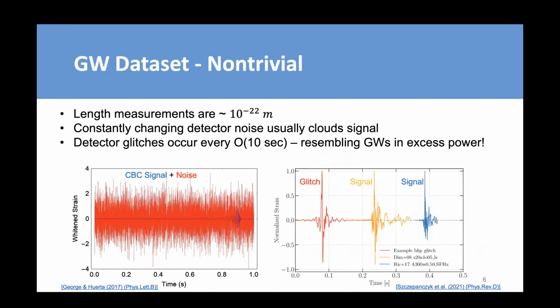I also wanted to point out that the data set here is non-trivial. Your length measurements are 10 to the minus 22 meters in the detector, so your detector noise is constantly changing, clouding the signal. Over here on the left, there's noise plus a compact binary coalescence signal, so the signal can be beneath the noise. There are also detector glitches, which can be really similar to your signal sources. Glitches occur all the time in the detectors, on the order of every 10 seconds, and you want to filter these out as well. A glitch can look a lot like a compact binary signal. So with all of this, we get to the anomaly detection.